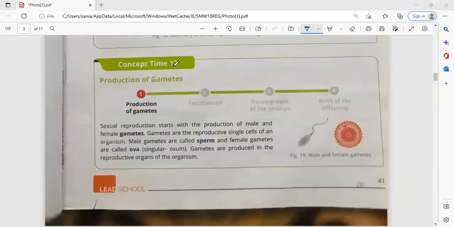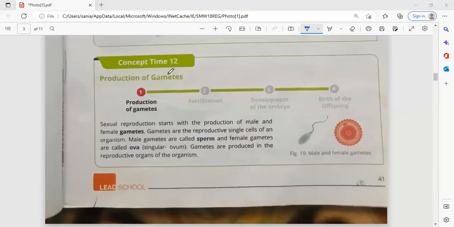Now, after this, production of gametes. One by one we'll study the entire stage. First is production of gametes. Sexual reproduction starts with the production of male and female gametes. First of all, you need to produce the gametes, and only then will they do the intermixing. Gametes are the reproductive single cells of an organism.